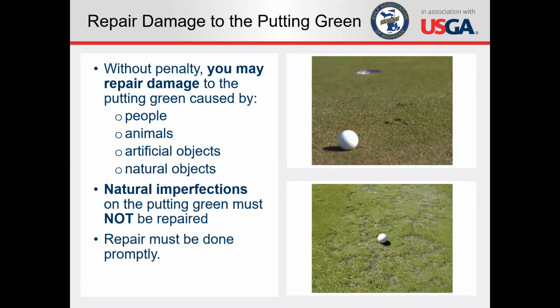Okay, and then the big thing about this is that the repair needs to be done promptly. One of the reasons that this was put in place was to help with pace of play. A lot of times you'll see that players would go up there and ask, hey, is this a ball mark? And maybe it was a question if it was a ball mark or a spike mark. Now the player can just go up and fix it, provided that it was damage caused by people, animals, artificial objects, or natural objects. But that takes away the time asking and having someone go up there and check, or a rules official check. They can just fix that damage now.